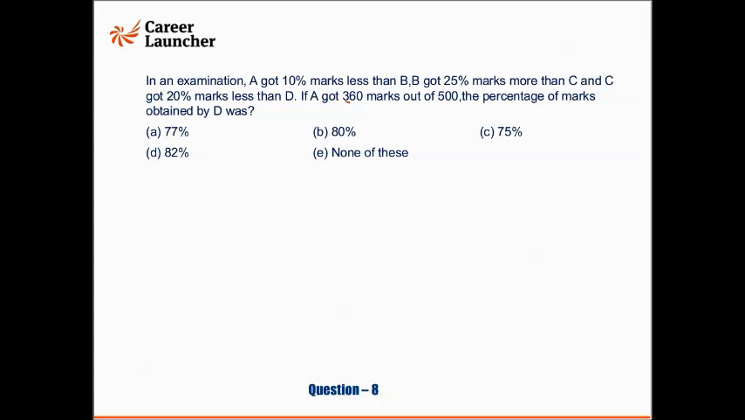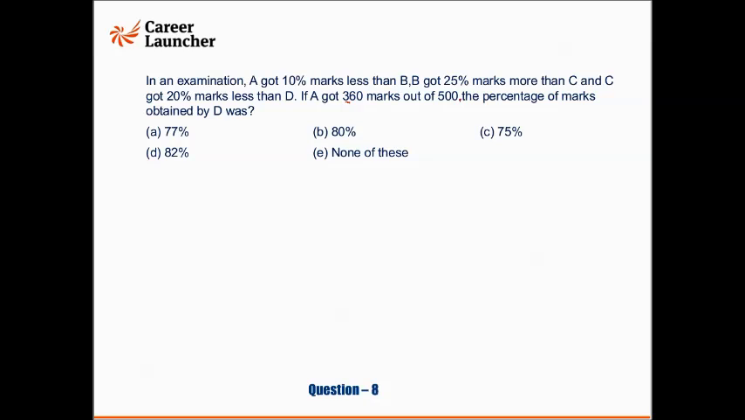Next, in this question, it is given that A got 360 marks out of 500. Suppose you have to calculate the percentage of marks obtained by D. Suppose D has got 100 marks. Let's do it orally first. Okay. Suppose marks obtained by D was 100. Now it is given that C got 20% marks less than D. That means 20% of 100 and we subtract it from 100. That is 80. C has got 80 marks.